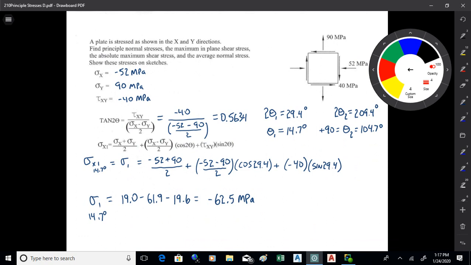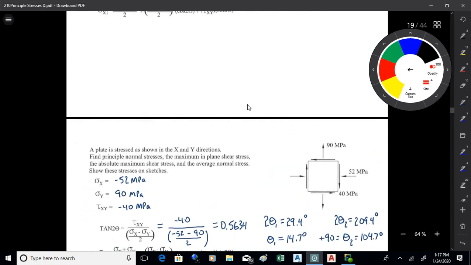Okay, so you just go ahead and plug that stuff in. So we got negative 40 over negative 52 minus 90 over 2. Take a tangent of that, you get 0.5634.